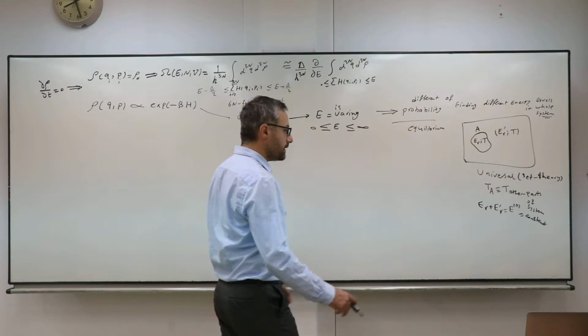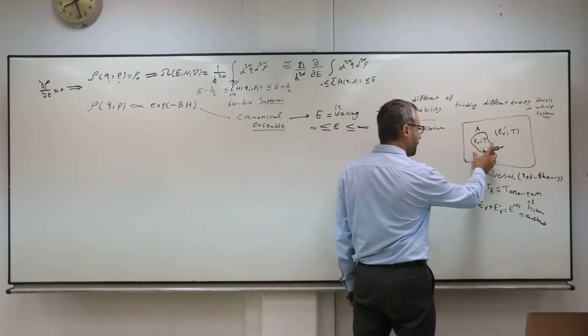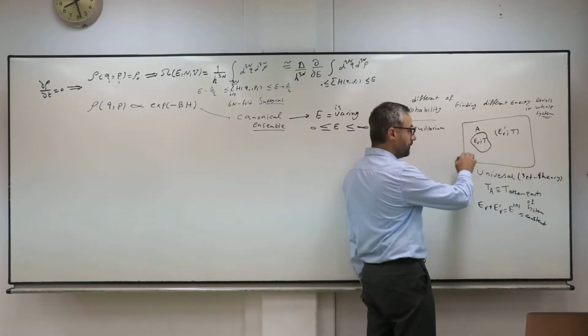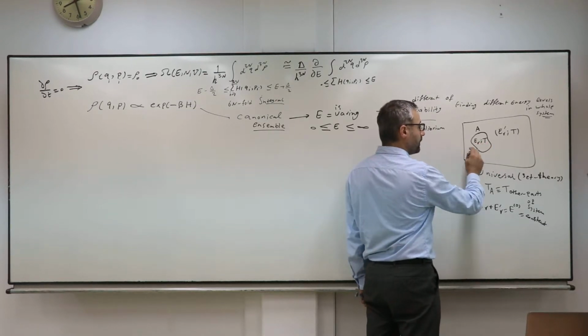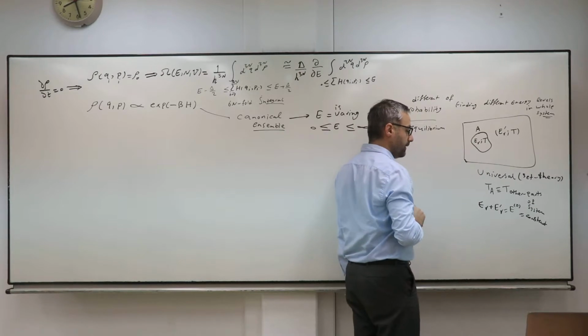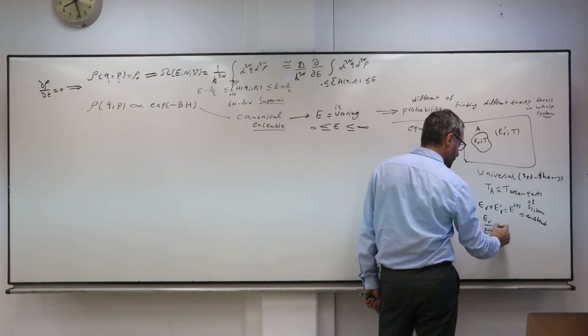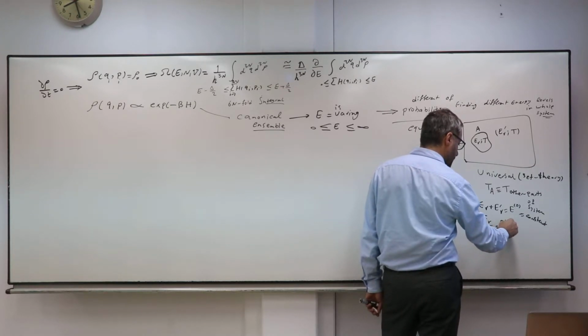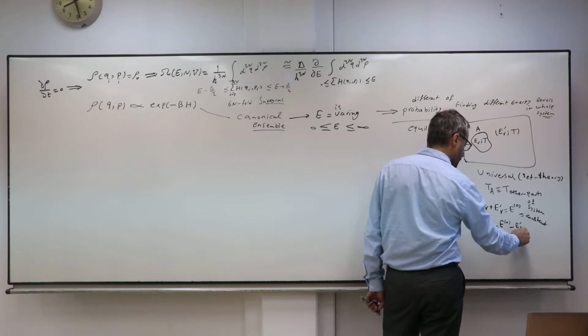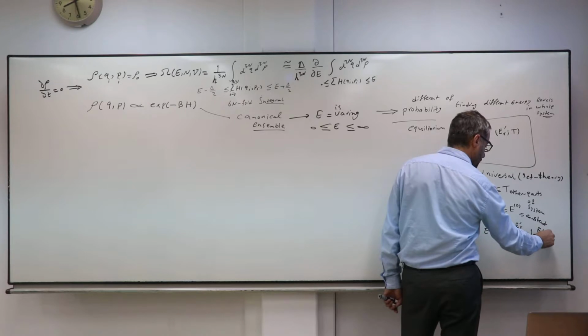Actually, because the system is very large, even if you take a part of the system and give it the energy ER, this ER in comparison to the total E is negligible. So ER with respect to E0 is also negligible. So we can say that 1 minus R.